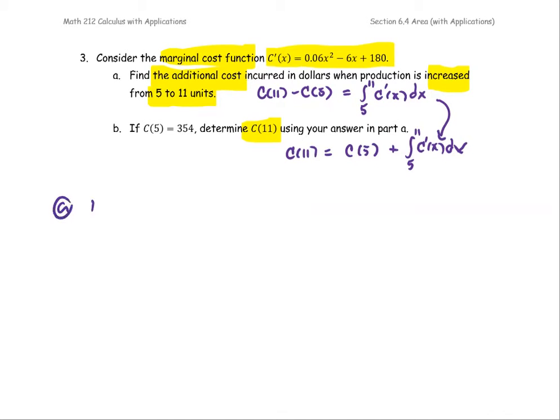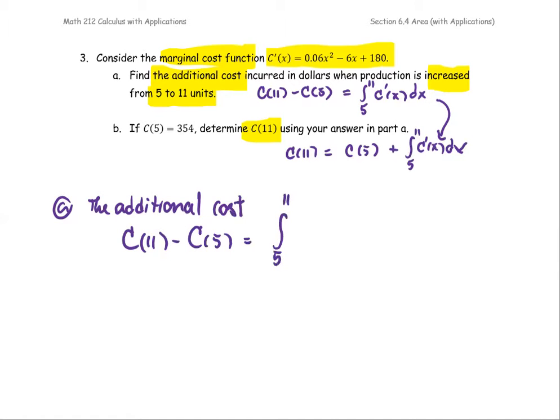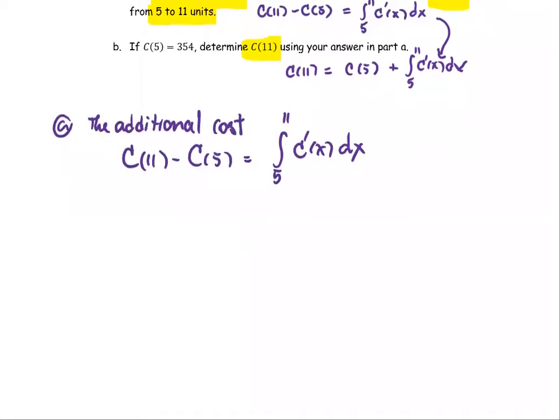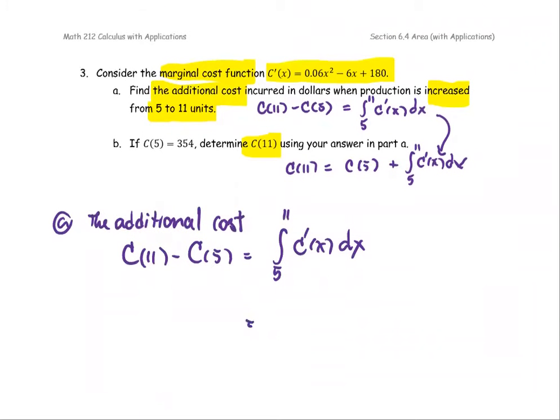So part A, the additional cost would be C at 11 minus C at 5, which equals the definite integral from 5 to 11 of the marginal cost with respect to x. The marginal cost is given by the function 0.06x squared minus 6x plus 180 with respect to x.